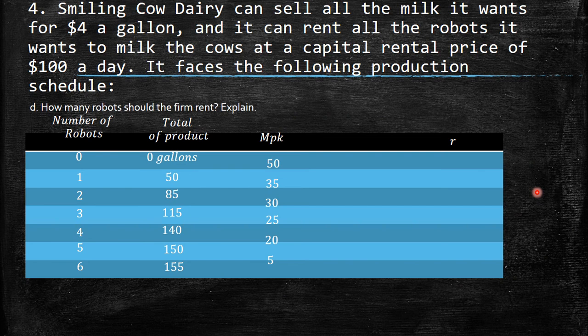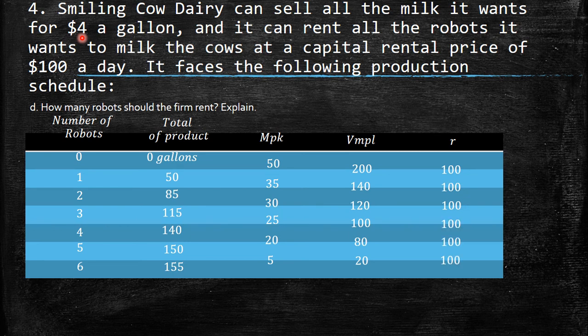Then the question: how many robots should the firm rent? Explain. Here we need to take the value of the marginal product, and remember the value of the marginal product is the price times the marginal product of the factor of production, which in this case is capital. So we have 50 times 4, the price of the milk, which is 200, and then 35 times 4, which is 140, then 120, 100, and so on and so forth. And here is the price, 100, which is basically the wage, if you want to see it that way.